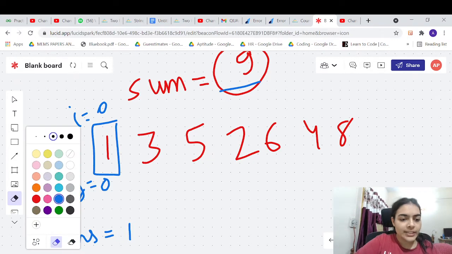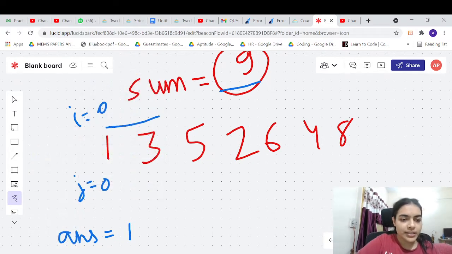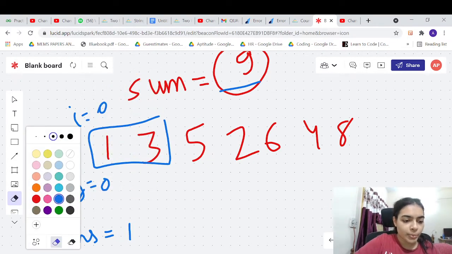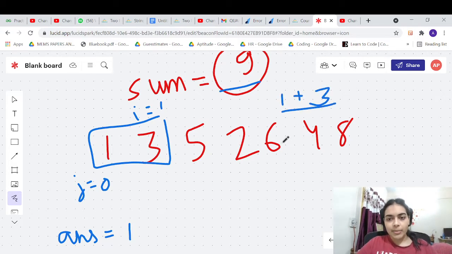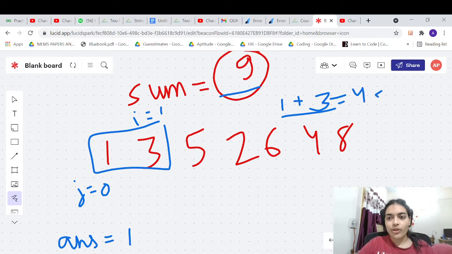Now let's go to the next subarray. You have to move one of the pointers. Let's simply take i. i is equal to 1, j is equal to 0. So what is now your subarray? 1 plus 3 is a subarray which is having sum 4. 4 is also less than 9. You should not exceed 9. 4 is easily allowed.